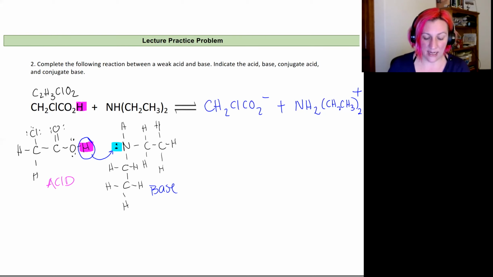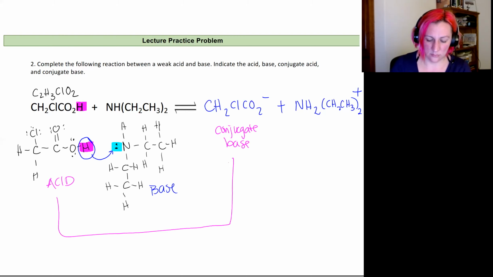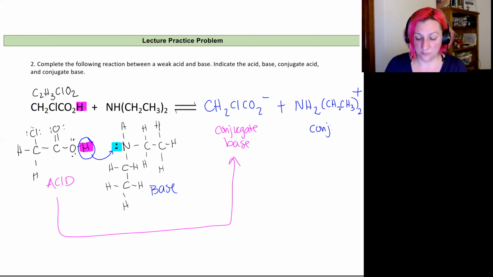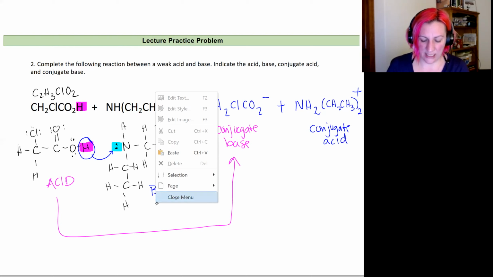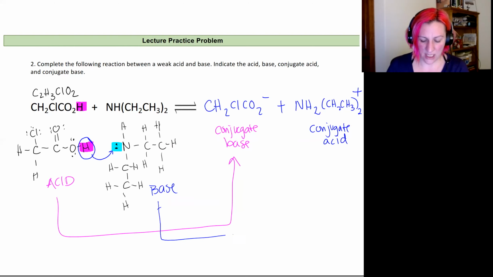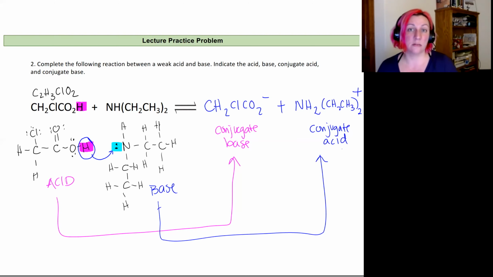And now that acid, what is left over, it now has this negative charge on an oxygen. That's definitely a base now. So here's my conjugate base. And then I have my base becomes my conjugate acid. That nitrogen now has a positive charge and no lone pair, so it's not going to be able to act as a base anymore, but it will have an extra hydrogen that it could donate to a different base.